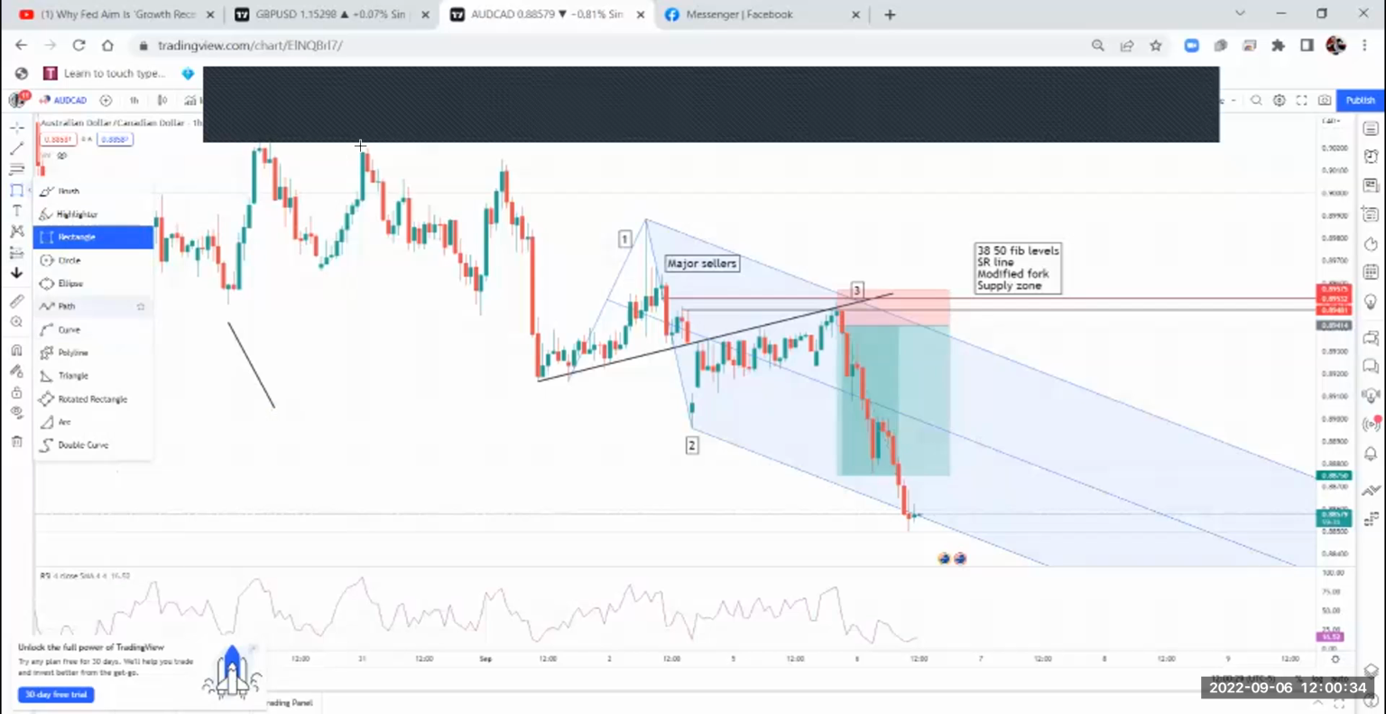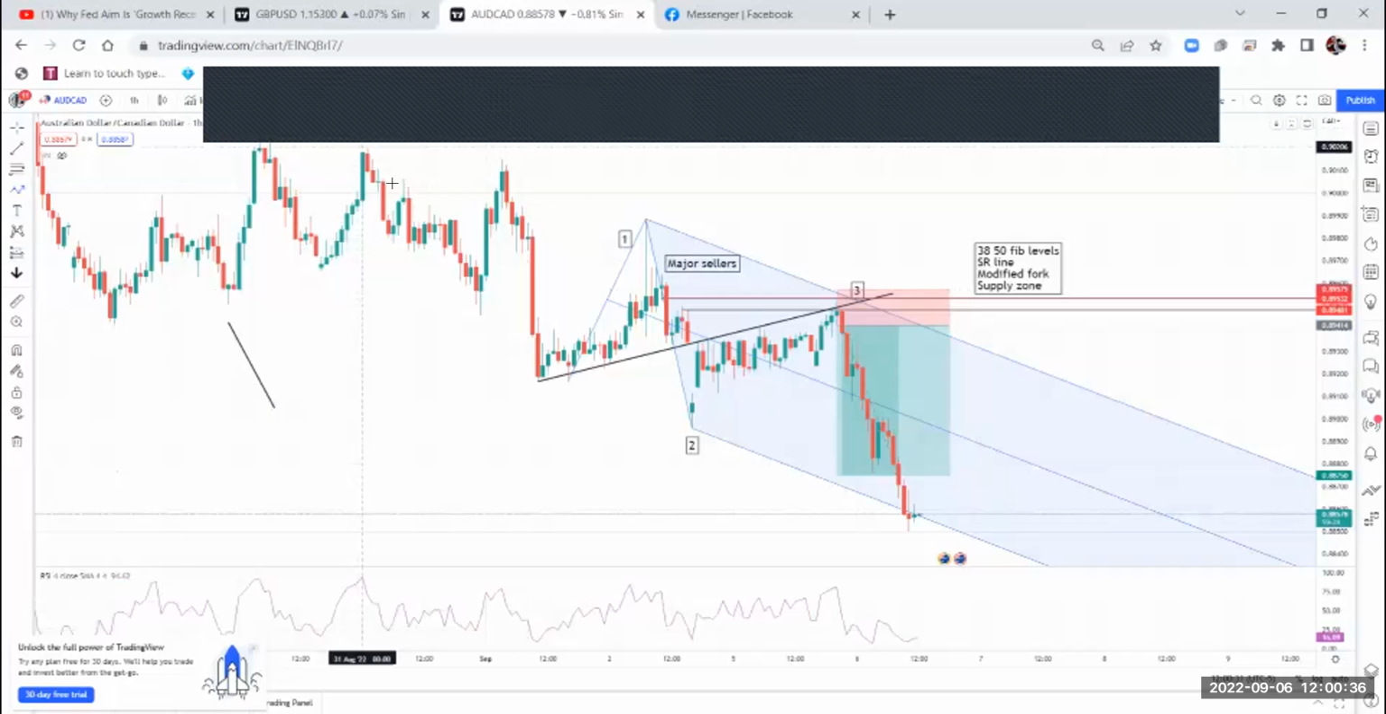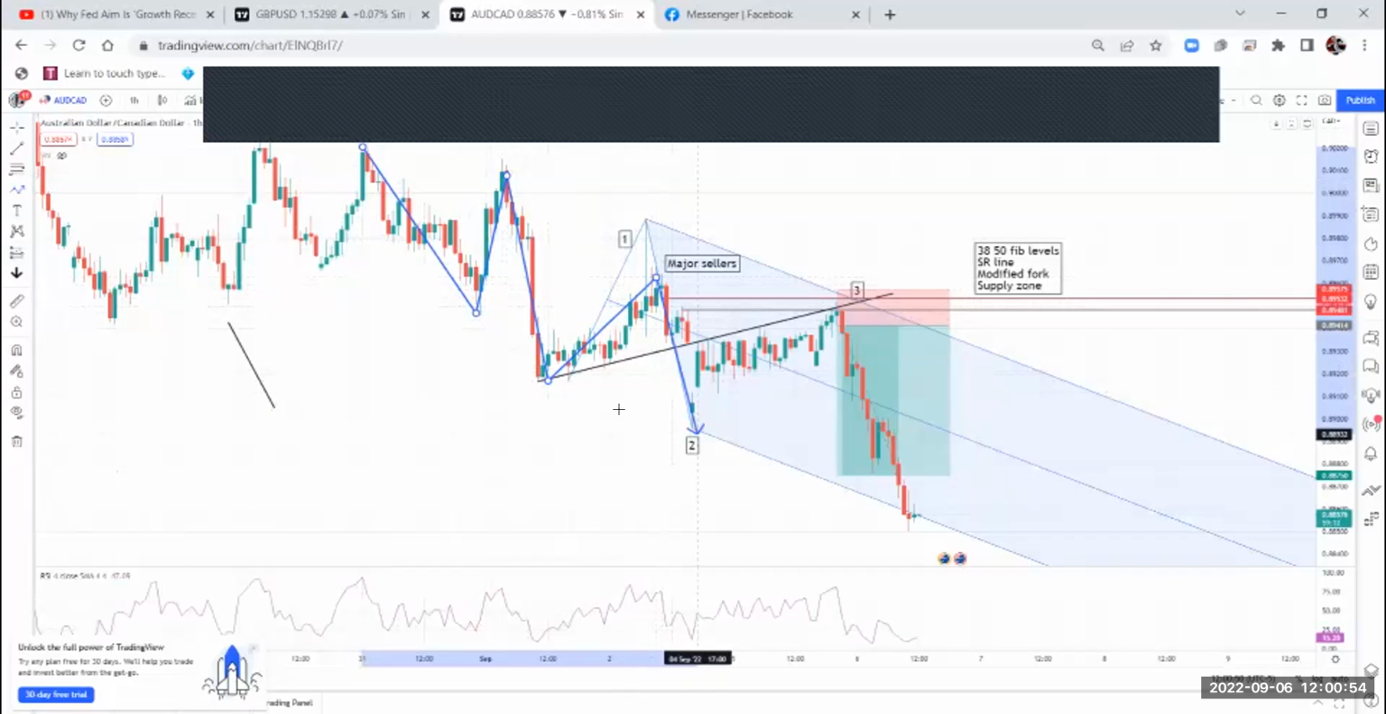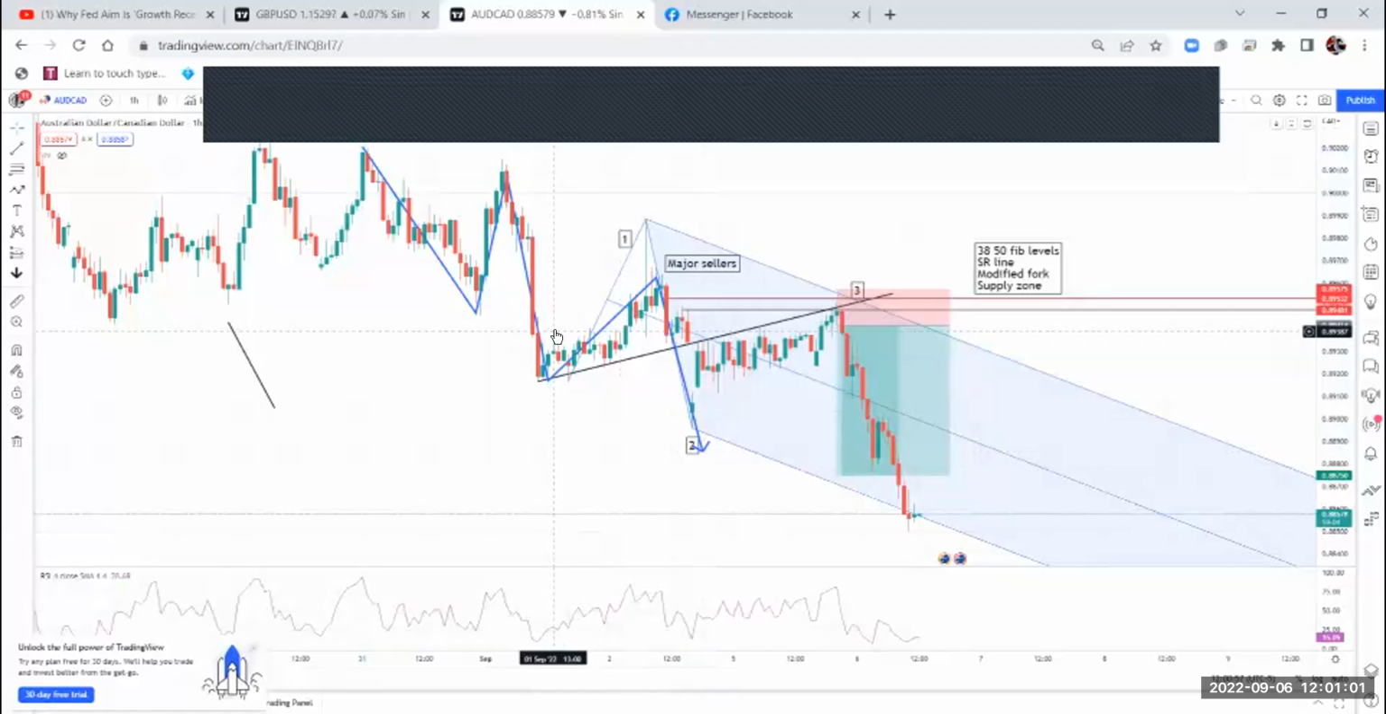So here's what we have. We have a high, low, high, and then low. And then again. So up to that point, we can see that we have solid bearish structure, right?